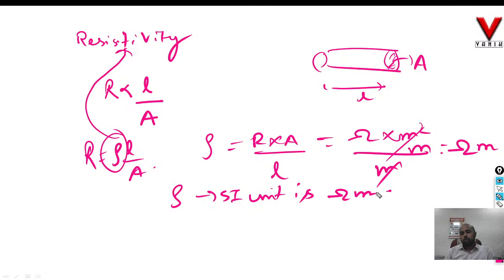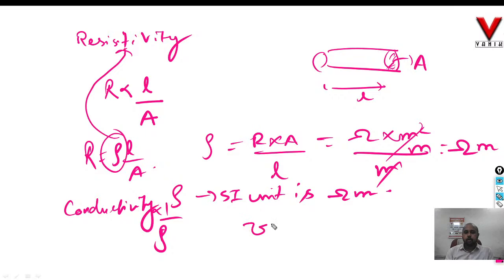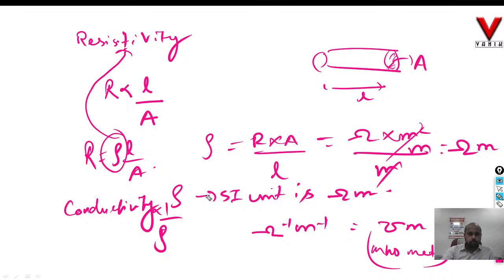Okay. So resistivity SI unit is ohm meter. Okay. So there is another term called conductivity. So conductivity is inversely proportional to resistivity. So it will be ohm inverse meter inverse. Okay, this is ohm inverse meter inverse, or this is nothing but mho per meter. Hope it is clear to you all.